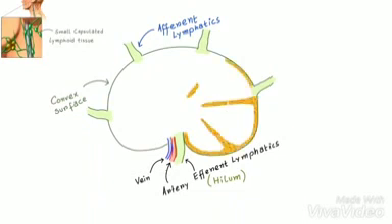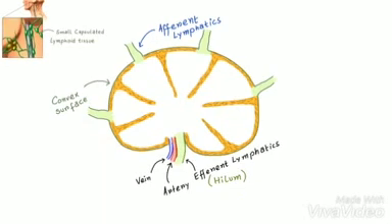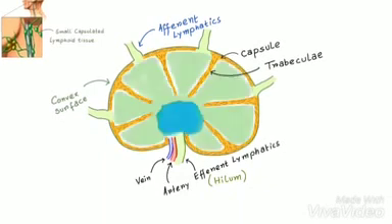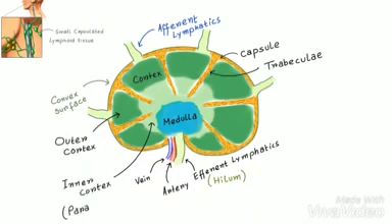Now, this is the capsule of the lymph node. It is made up of dense connective tissue. This capsule or connective tissue extends into the lymph node and makes some partitions. These extensions are called trabeculae. Here, the outer portion of the lymph node is called cortex, and the inner portion is called medulla. The cortex is again divided into two parts. The outermost portion is called outer cortex and the innermost portion is called inner cortex. Inner cortex is also called paracortex.